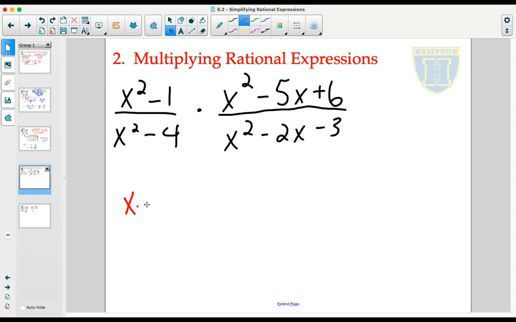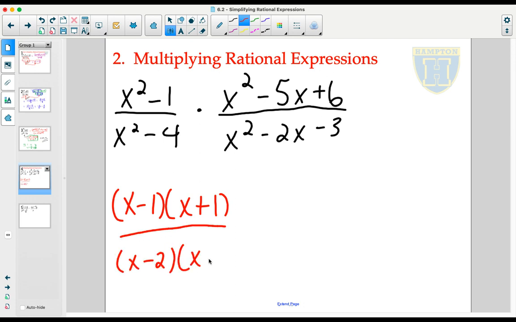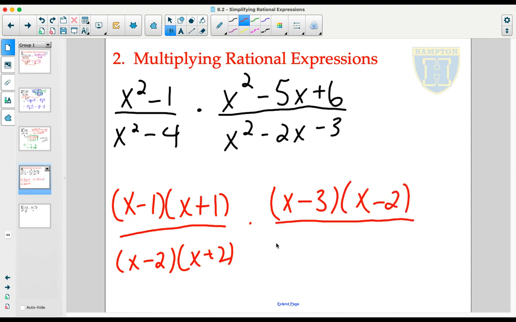So if we're just going to factor everything, we're going to go piece by piece. Here's the numerator of the first fraction. Here's the denominator of the first fraction. Both of them are difference of squares. The numerator of the second fraction is a trinomial that factors as x minus 3 and x minus 2. The denominator of the second fraction is also a trinomial that factors as x minus 3 and x plus 1. And then across the two fractions, we're just going to do our simplifying numerator to denominator.